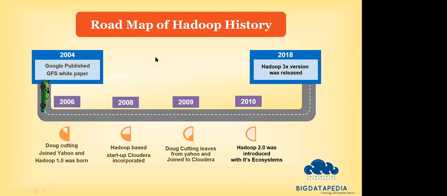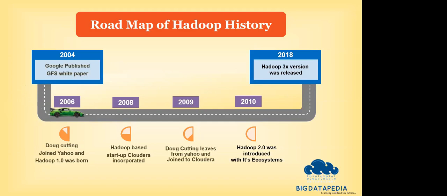In 2004, Google released one white paper, the Google File System. They provided details about how they are handling their data. And in 2006, he referred to the paper and created his own version with the Hadoop concept.